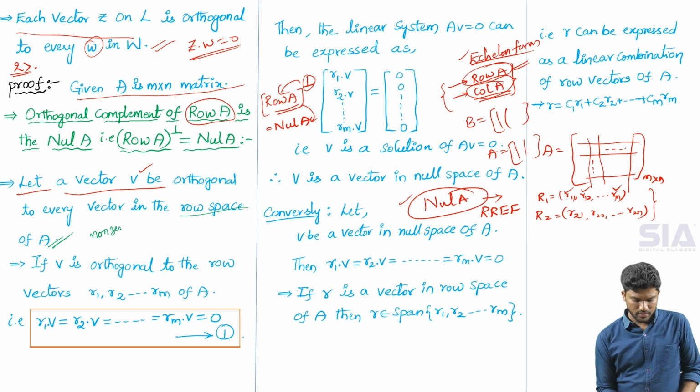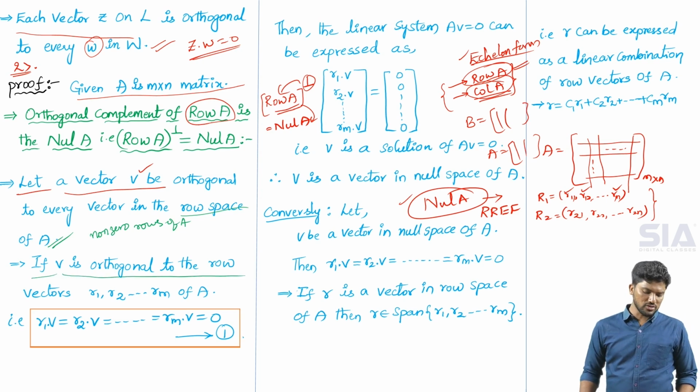Non-zero rows of capital A. So therefore, if small v is orthogonal to row vectors, okay, small v is orthogonal to row vectors.